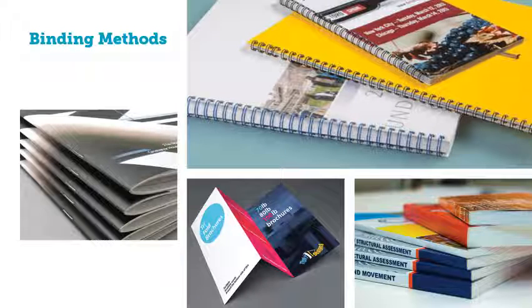Okay, so now let's talk about some binding methods. You have basically 4 choices when binding a multi-page document. From the top going clockwise, you have your spiral binders. These documents are pretty inexpensive. They're really great for annual reports or sales decks or pitch decks, things that need to be produced quickly.